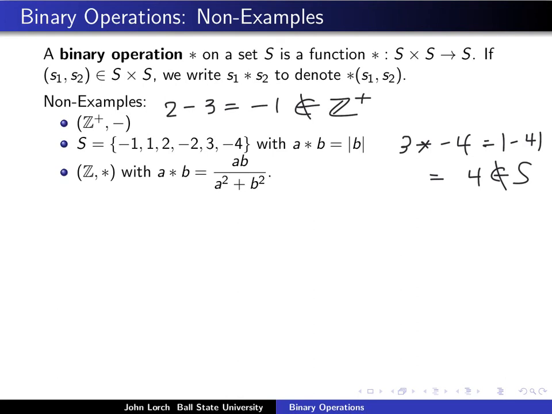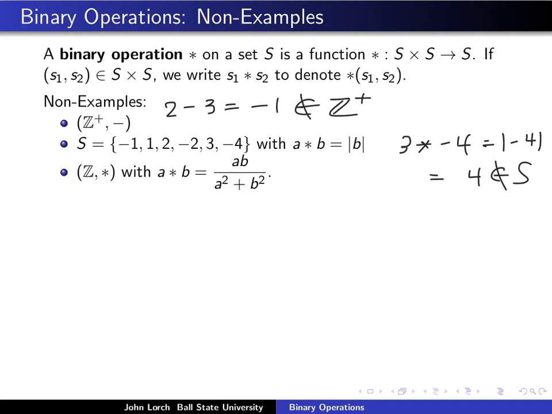Well, and a very similar thing happens in the third example. Here we've just got the collection of integers with this proposed operation where we take a times b on the top and a squared plus b squared on the bottom. And, you know, there's lots of ways that this fails, right? Because for many integers a and b, this quotient is not even going to be an integer. And sometimes, like for instance, if a and b are both 0, then the quotient isn't even defined, okay?